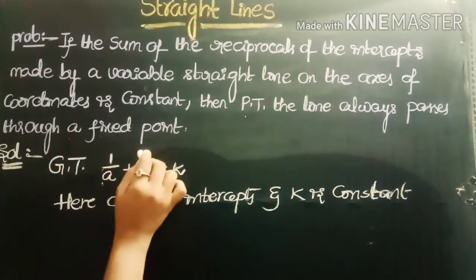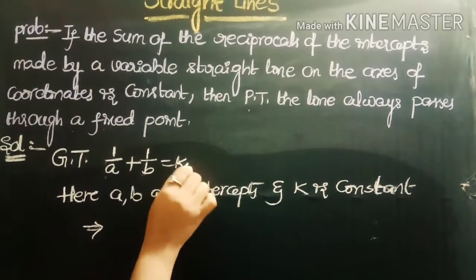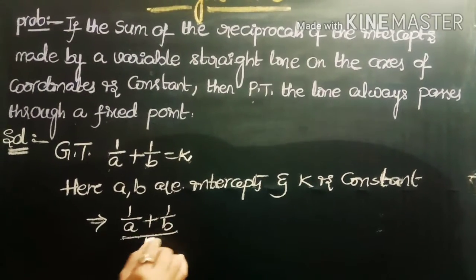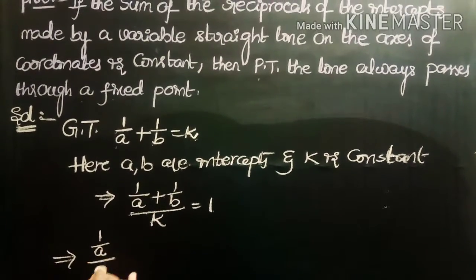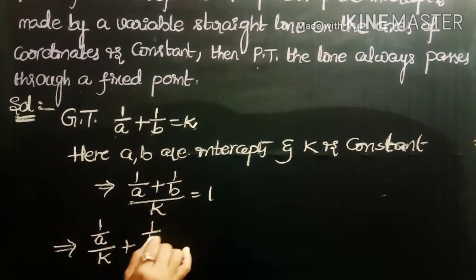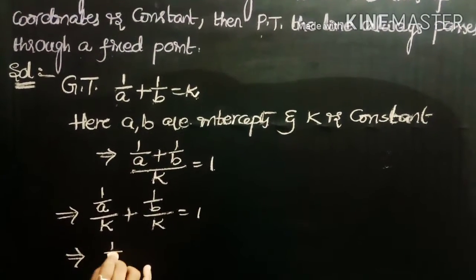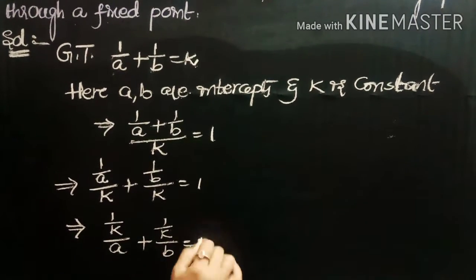Now given that 1/a + 1/b = k, in the next step we divide this whole equation by the value k. That is, (1/a + 1/b)/k = 1, which implies, now separating the denominator, (1/a)/k + (1/b)/k = 1. In the next step, we take this equation as 1/(ka) + 1/(kb) = 1.